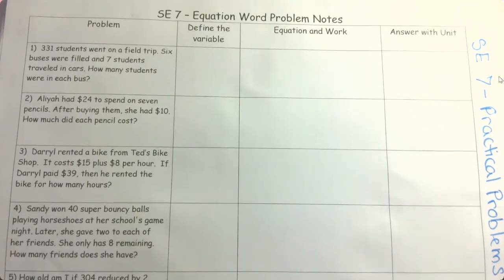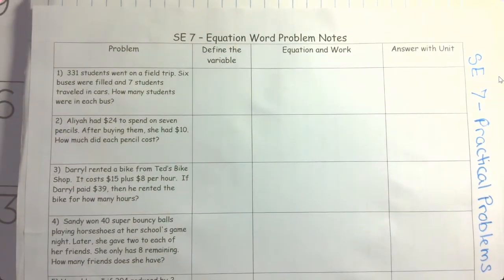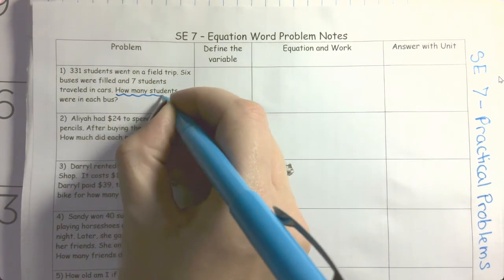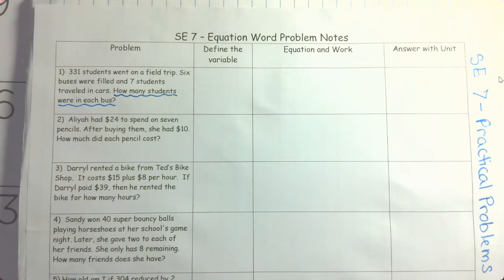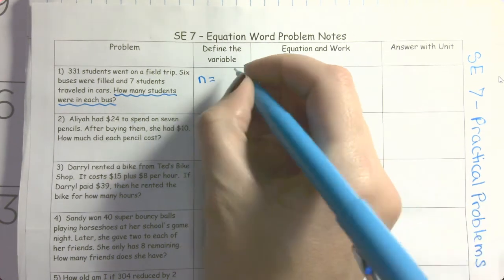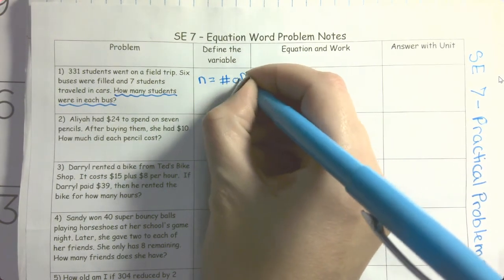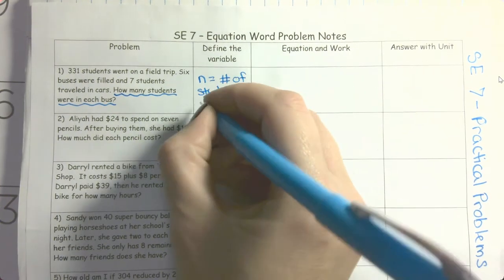So question number 1, 331 students went on a field trip. 6 buses were filled and 7 students traveled in cars. How many students were in each bus? So when you pick apart these word problems, the first thing you want to do is figure out what you're solving for. And that's right here at the end where it says how many students were in each bus. Whatever it's asking you to solve for is your variable. So I'm going to use n to represent the number of students on each bus.